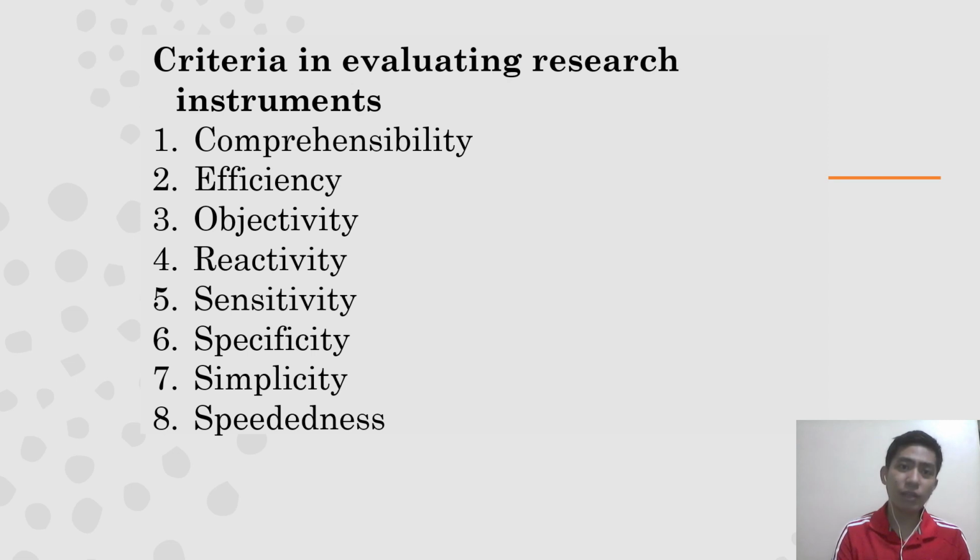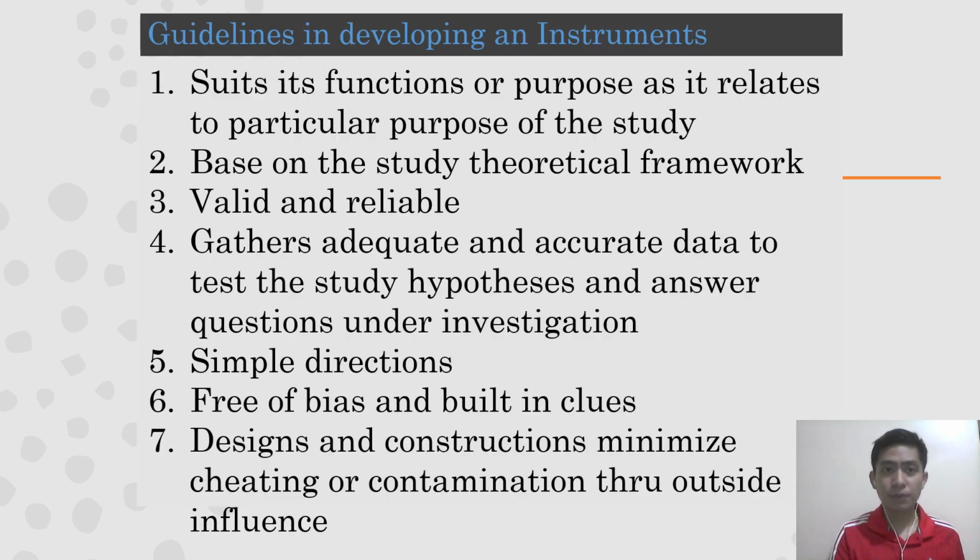Criteria of evaluating research instrument: comprehensibility, efficiency, objectivity, reactivity, sensitivity, specificity, simplicity, and speededness. So, guidelines in developing an instrument.